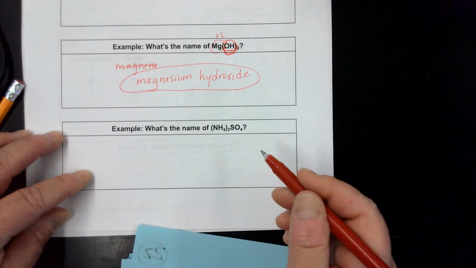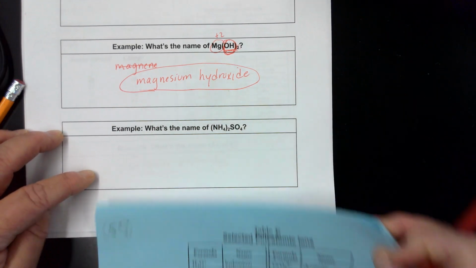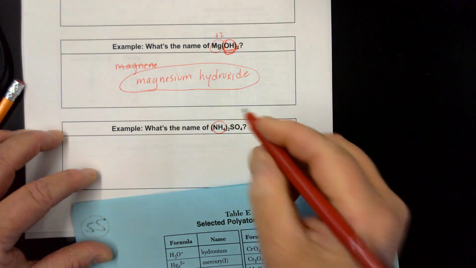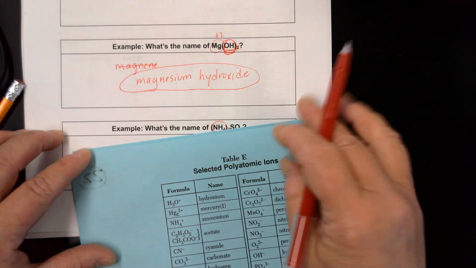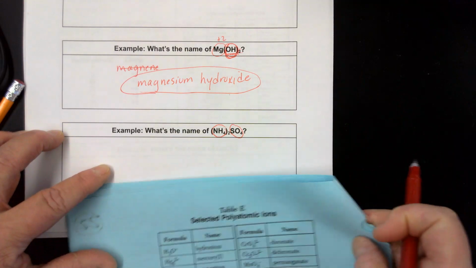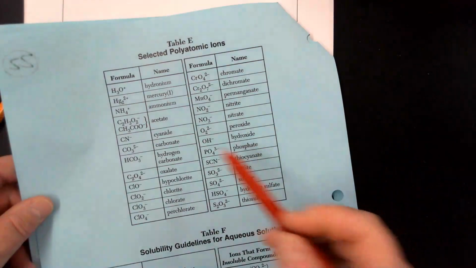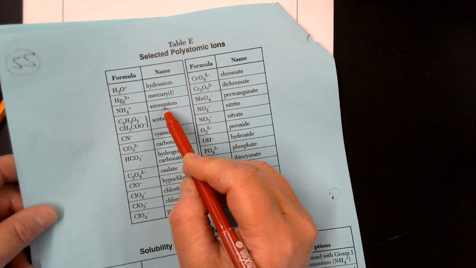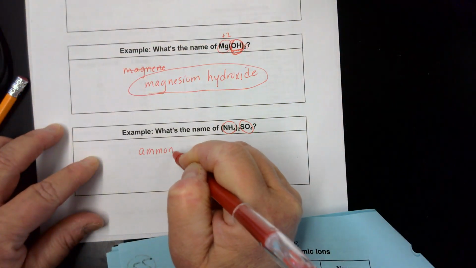The last example here, (NH4)2SO4. There's a lot going on here, and what you have to learn to recognize is NH4 is a polyatomic ion that we're going to find in reference table E, and SO4 is going to be a polyatomic ion that you find on reference table E. So if we see NH4, that's a polyatomic ion called ammonium. So the first part of this is ammonium.